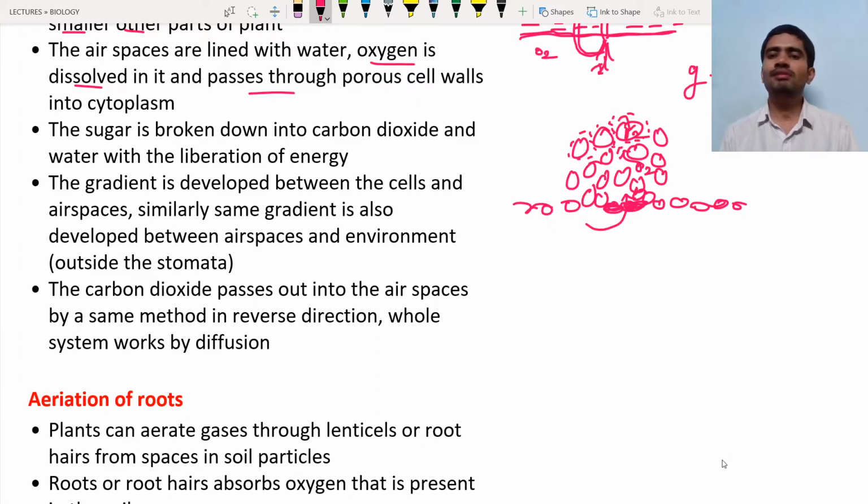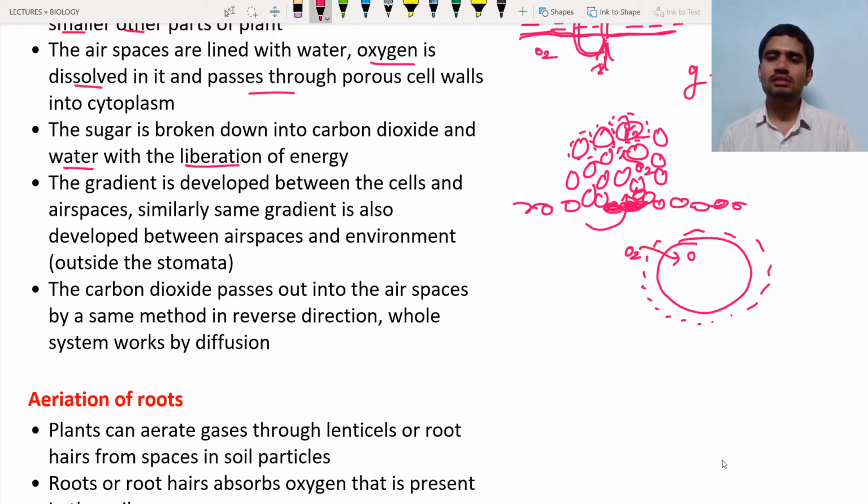As a result there will be cellular respiration in the cells. Why? Because they have received oxygen through this. Oxygen and water are used, with the liberation of energy, so it is performed. So let us take the inside structure of the cell. The water layer is present. This water layer has dissolved the oxygen. This oxygen is taken into the cell, so the cellular respiration is performed.